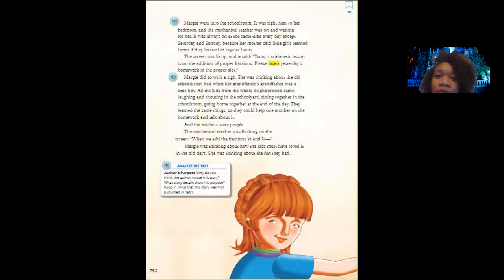Margie went into the schoolroom. It was right next to her bedroom, and the mechanical teacher was on and waiting for her. It was always on at the same time every day, except Saturday and Sunday, because her mother said little girls learned better if they learned at regular hours. The screen was lit up, and it said, today's arithmetic lesson is on the addition of proper fractions. Please insert yesterday's homework in the proper slot. Margie did so with a sigh.